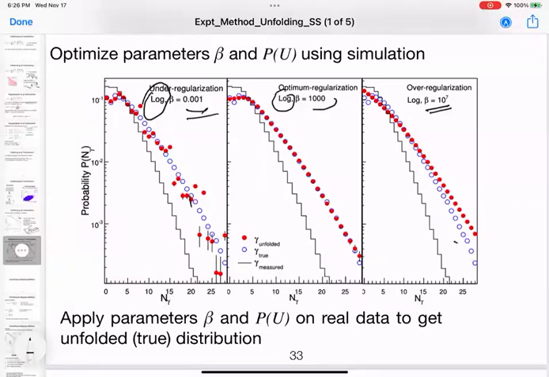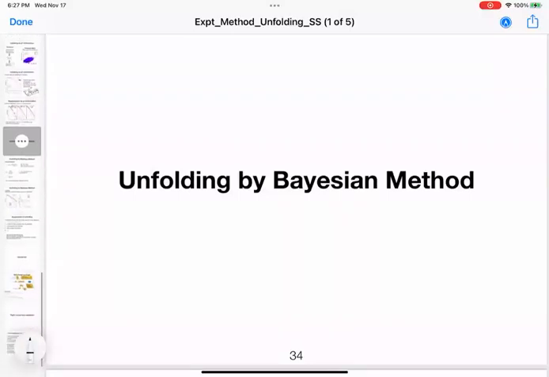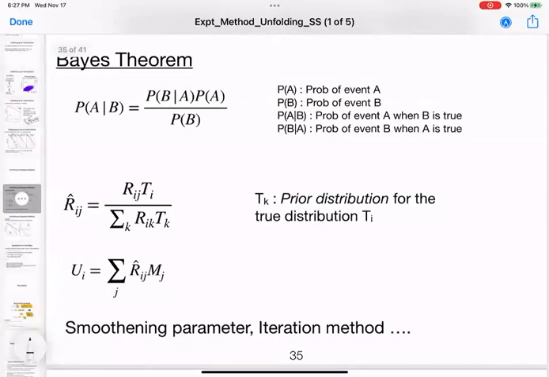Thank you. So in this simulation, we play with these different kinds of regularizations with appropriate weight factors, and we try to optimize it, and then we apply this on our real data. Okay. So there are also other methods of unfolding, for example, what's called the Bayesian method. I don't think I have enough time to go through this Bayesian method, but I'll just quickly tell you about it.